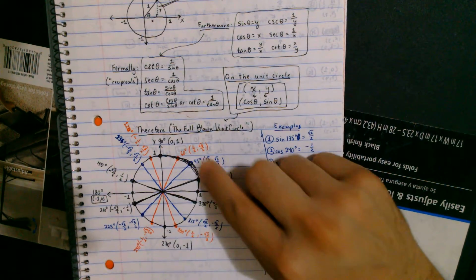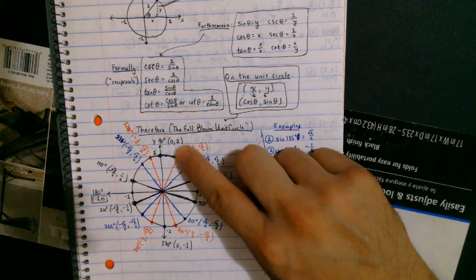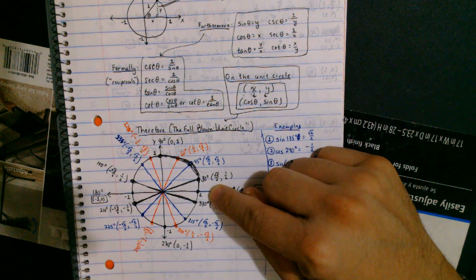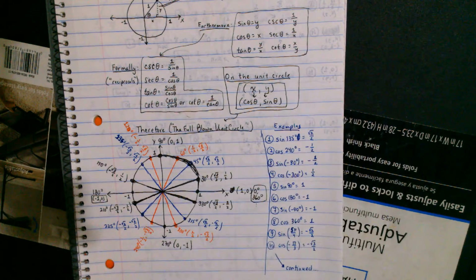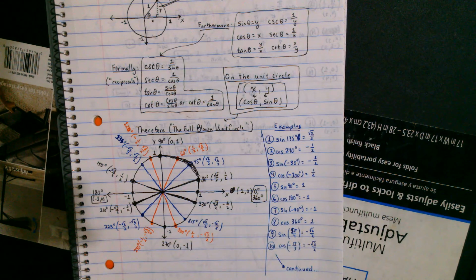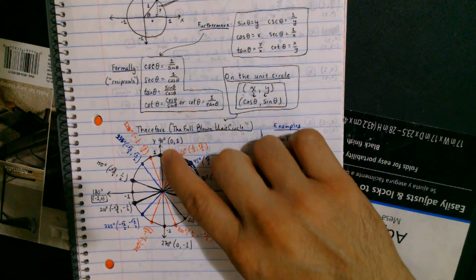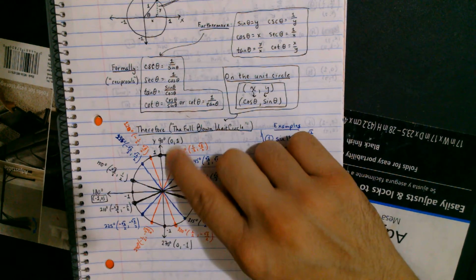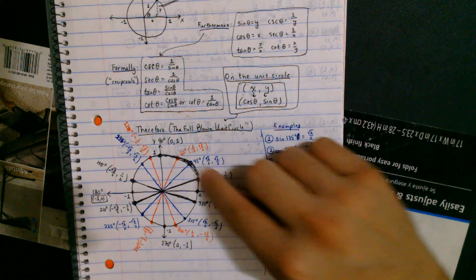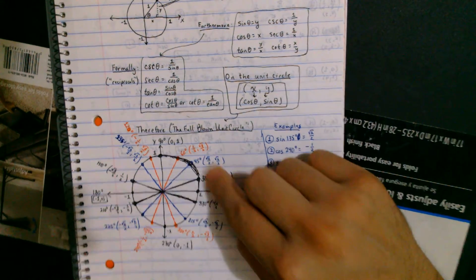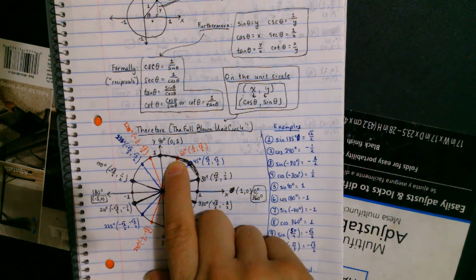So these 3 points are on the unit circle now. At 30, square root of 3 over 2, comma 1/2. At 45, it's square root of 2 over 2, comma square root of 2 over 2. And then 60 is 1/2, comma square root of 3 over 2. 90 is easy because on the circle, it's on the y-axis, the coordinate is 0, 1.